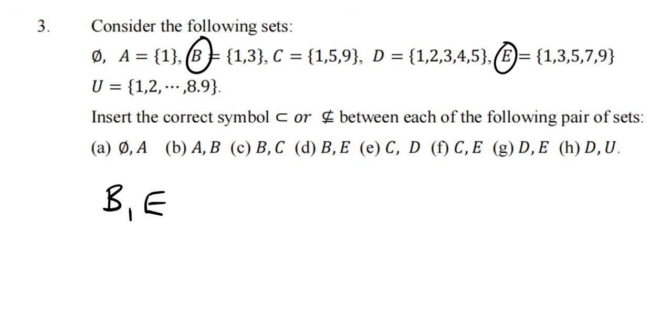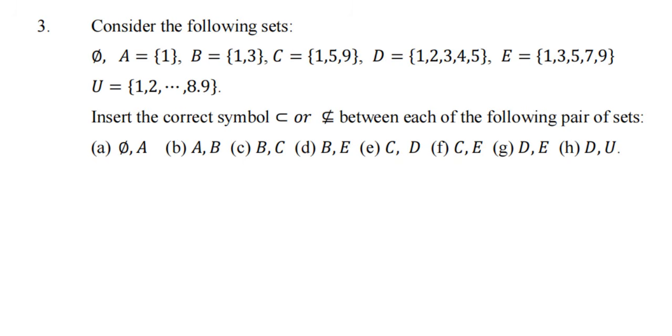So we're trying to find, okay, so in B we have 1 and we have 3. In E we have 1 and 3. Since E is a bigger set, in terms of representation, B will just be a subset of E.